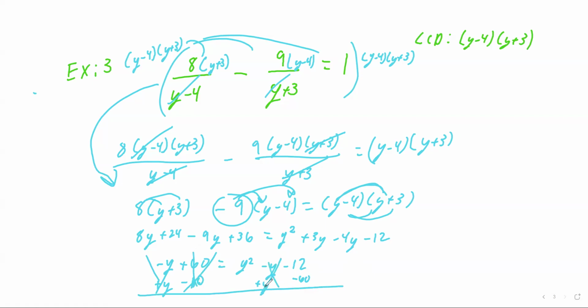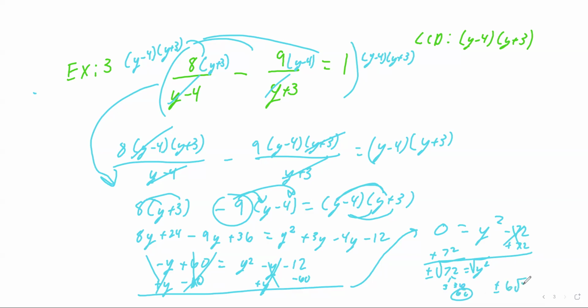This actually will cancel too, so let me work over here. So I now have 0 equals y squared minus 72. So then I'll add 72 on both sides. And then I would take the square root of it. Don't forget the plus or minus and then simplify. So I got 3 and 36. So that's 6 and 6. So I have plus or minus 6 square root of 3 is what my y is.